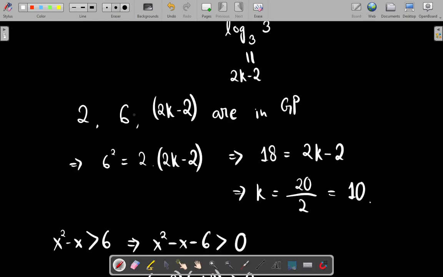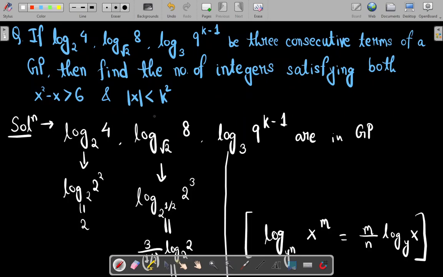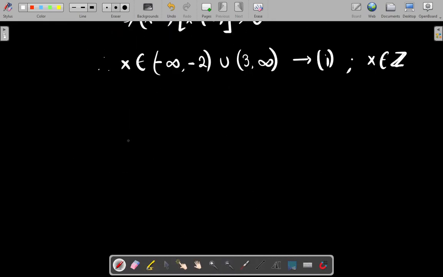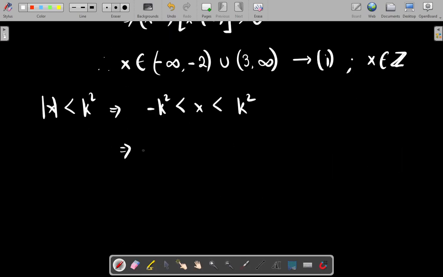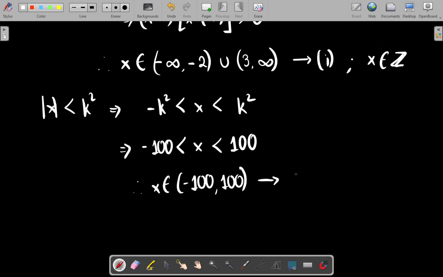The other condition is mod x has to be less than k square. So if mod x is less than k square, this implies that x lies between −k square and +k square, right? So the value of k was 10, right? So this becomes −100 < x < 100, so x lies in the open interval −100 to 100. This is the second condition, where x is an integer.